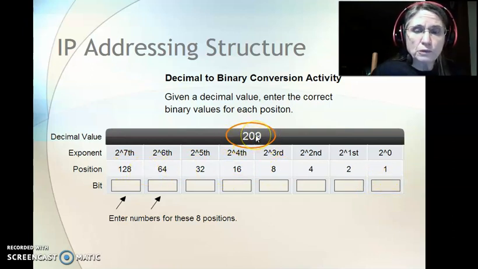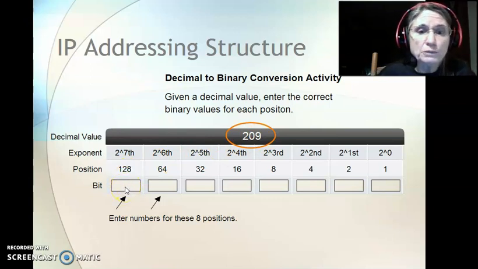So we take our decimal number, and starting from the left, we can say, is the number we're trying to represent larger than that largest bit position? In this case, it is. We would write a 1 in that bit position, which means we've consumed 128 of the value of the original number, which means we have to subtract 128 from 209, leaving 81.